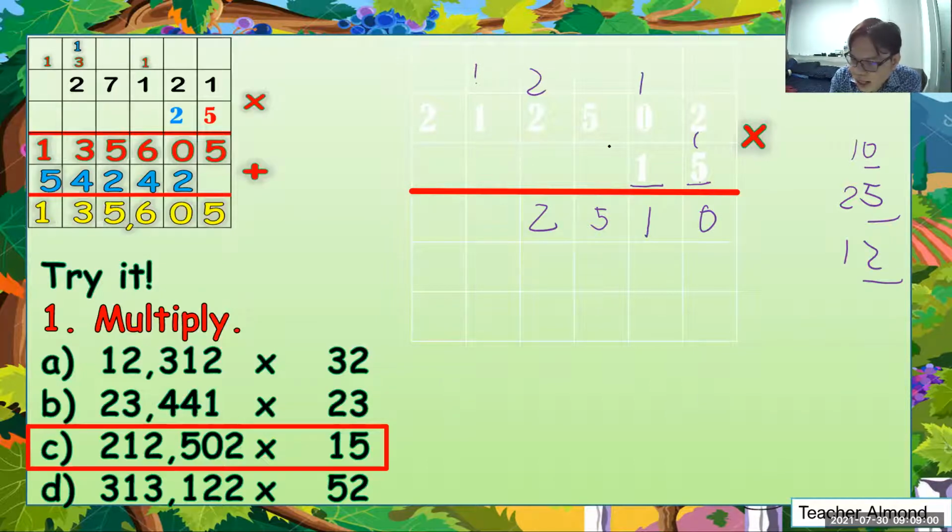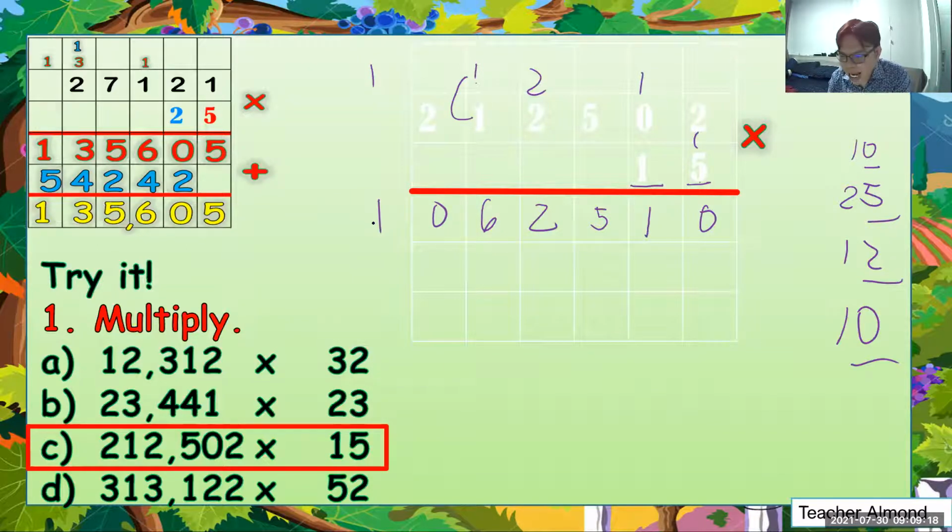Okay, 5 times 1, that is 5 plus 1 equals 6. 5 times 2 equals 10. So remember 10, write 0 here and 1 here. So drop down, 1 plus 0 equals 1.